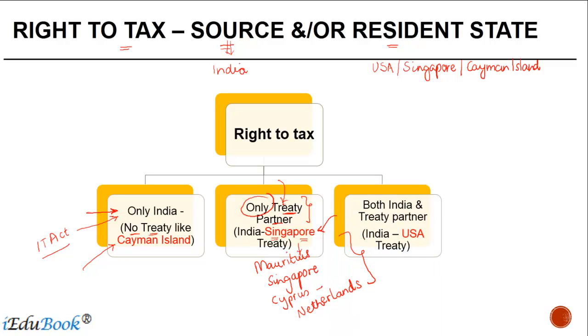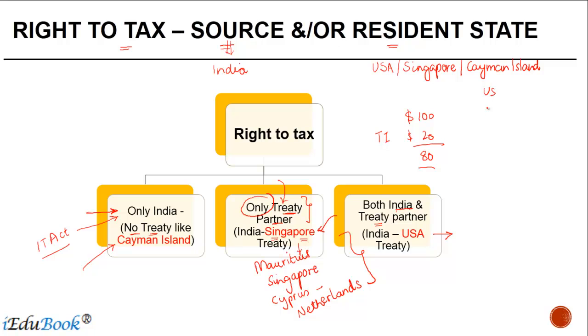And the third situation is that both India and the treaty partner have the right to tax capital gain. The most commonly used example for this is the India-USA Treaty. The way it works is pretty simple. So let's say there is $100 of capital gains. If the tax in India is 20%, you will have $20 as taxes. $80 is the cash which remains with the seller after payment of taxes.